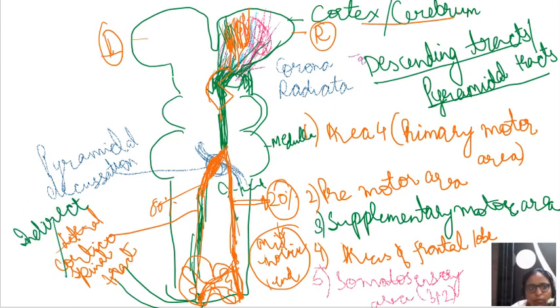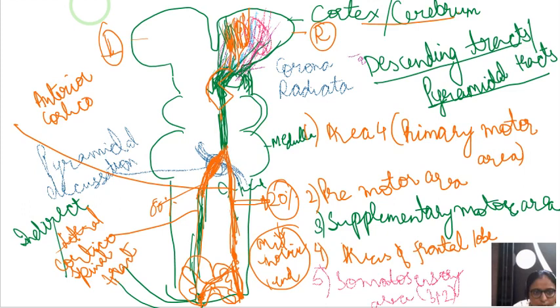Fine. Likewise, the fibers which are not crossing, the 20% of the fibers, these are called your anterior corticospinal tract or your direct corticospinal tract. Fine.